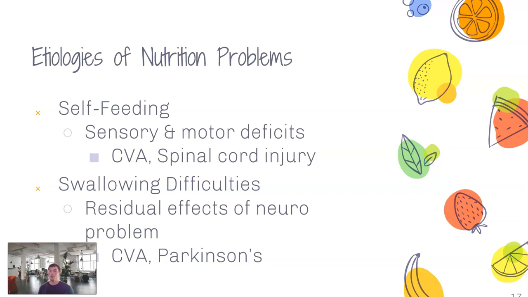Patients might have swallowing difficulties that are residual from some type of neurological problem. Think CVA. They've had some type of brain injury that has cut off the part of their brain that operates how they properly swallow once food is placed in the mouth. Another disease process that has a heavy impact on swallowing difficulties is Parkinson's disease.